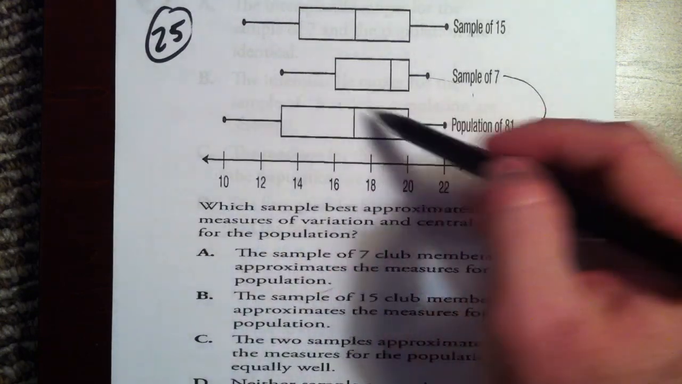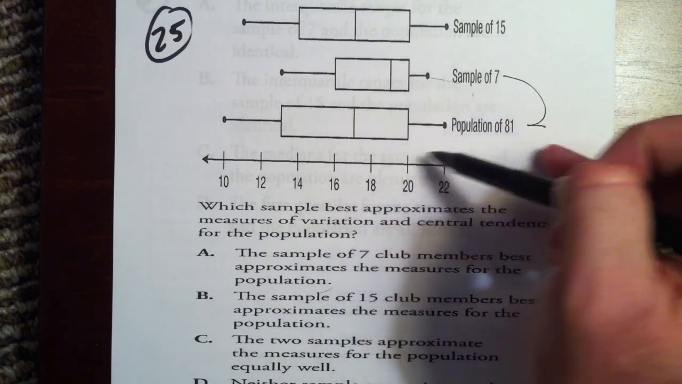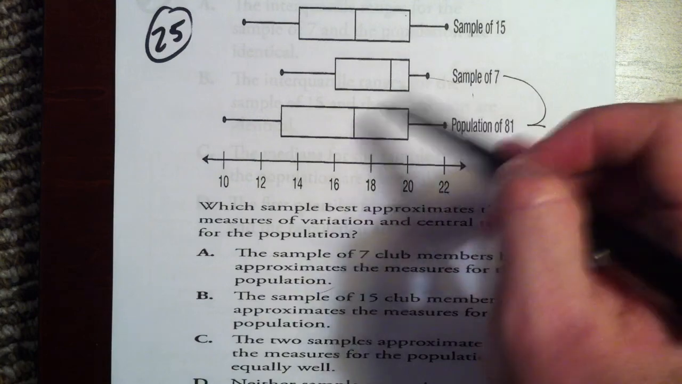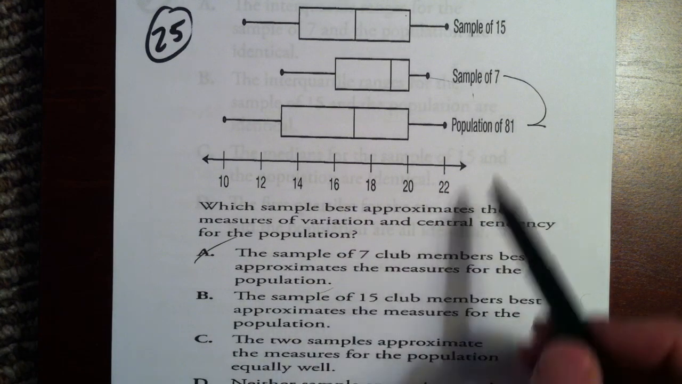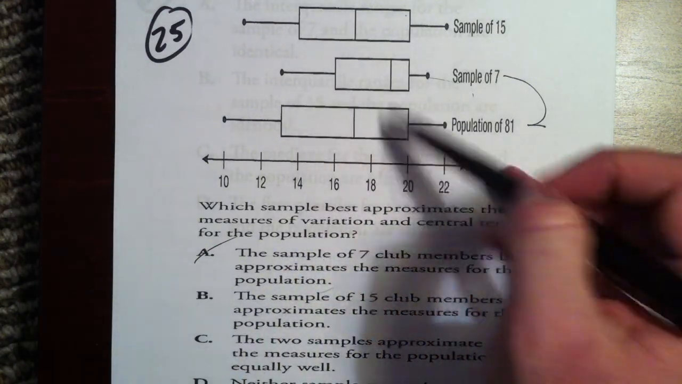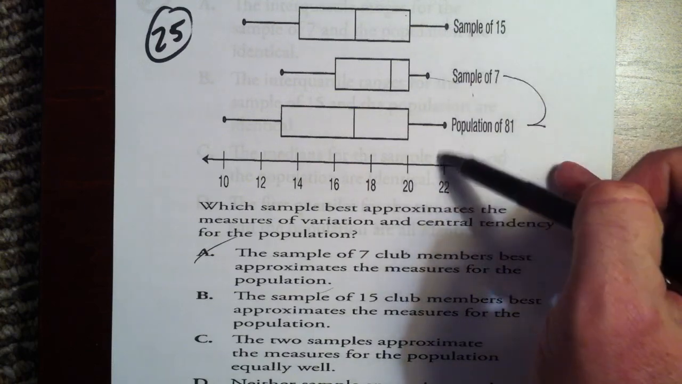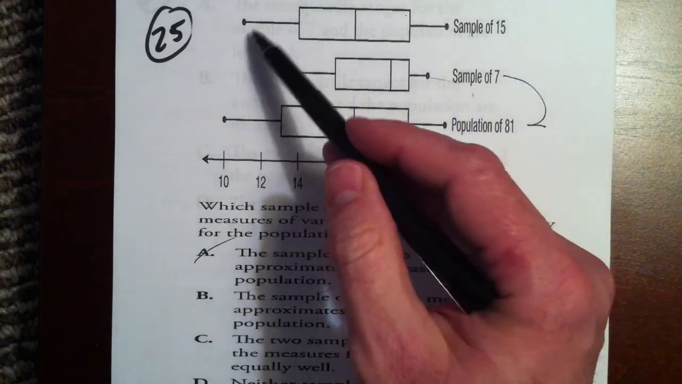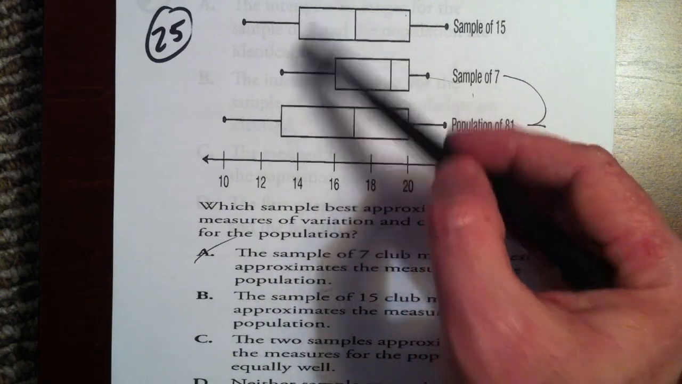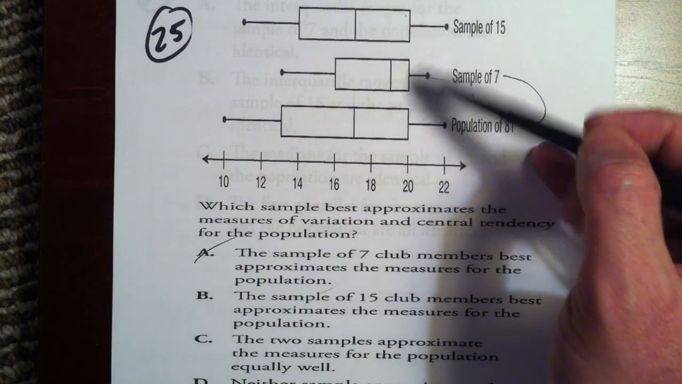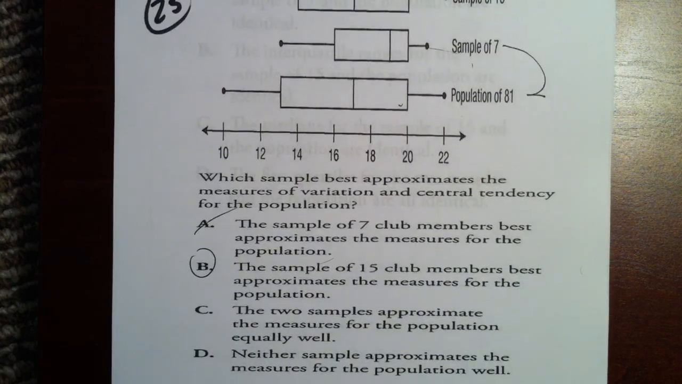We can see you have a bunch of different numbers here. I don't think 7, at least as it relates to this one. I think 15 is actually a better choice, but let's keep going. The sample of 15 club members best approximates the measure for the population. This one looks very, very similar. You have the exact same median, the exact same upper extreme, a very, very close lower extreme, a very close lower quartile, I should say, and the exact same upper quartile. So that looks like that might be a good choice. Let's go ahead and take a look at C and D.